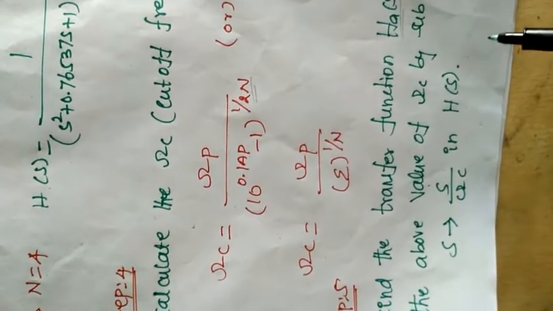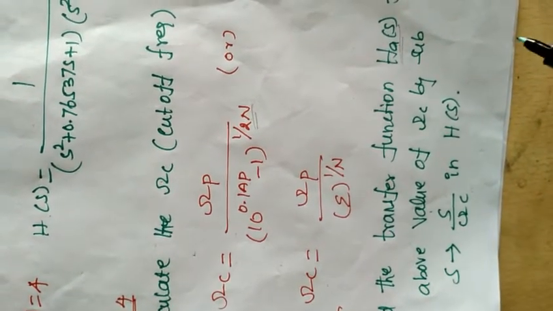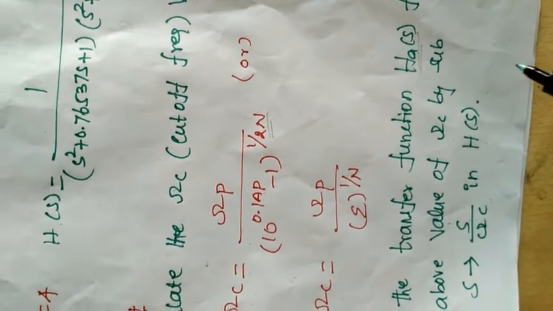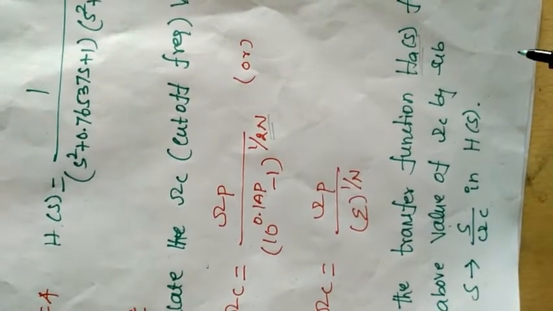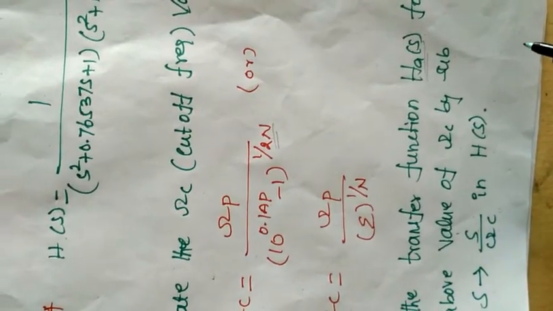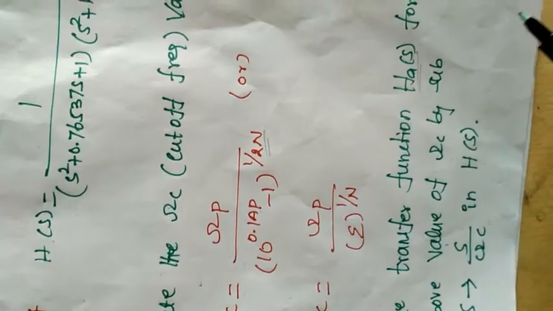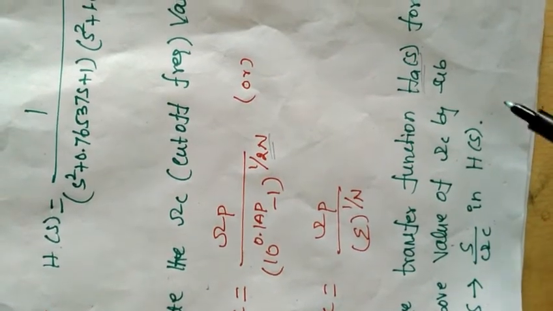After that they will specify the particular method. Either you have to use the Butterworth filter, or a bilinear transformation or impulse invariant method. So in this Butterworth filter, choose either bilinear or impulse invariant from the given problem.